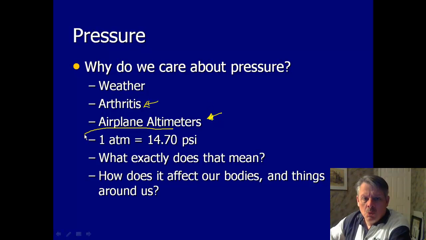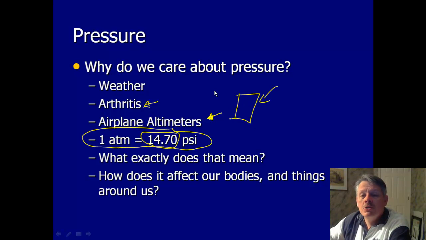And 1 atmosphere is equal to 14.7 pounds per square inch. What exactly does that mean? Well, that means that at sea level, there's about 14.7 pounds pushing on every square inch of your body from air pressure. I know that's hard to believe, but really it's there.